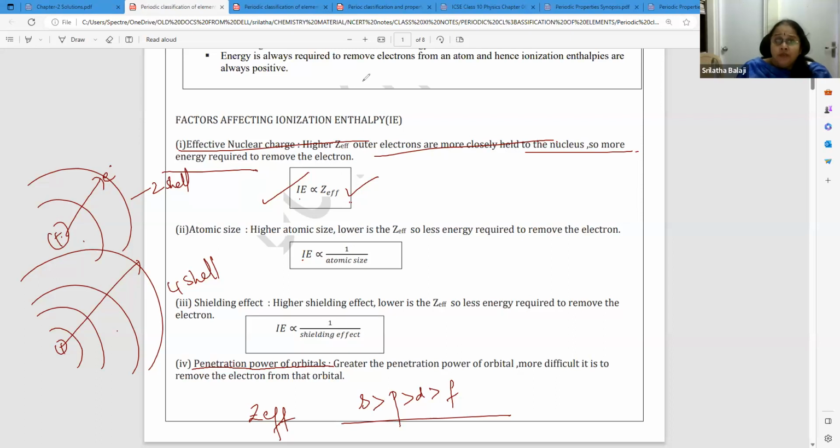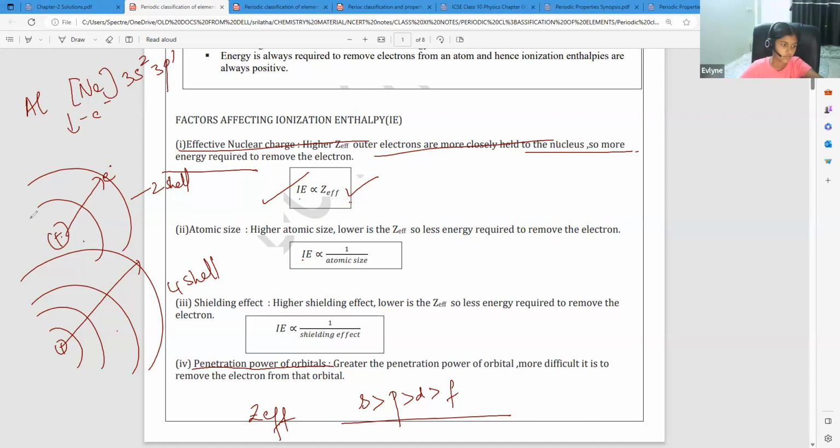A simple logic I'll tell you. You have the configuration of aluminium: neon 3s2 3p1. Suppose I want to remove an electron from aluminium. Which electron will it lose, the 3p electron or the 3s electron? The 3p electron. Why? Because s is more penetrating, so p can be easily lost. Understood now? Are you able to apply whatever we did yesterday?